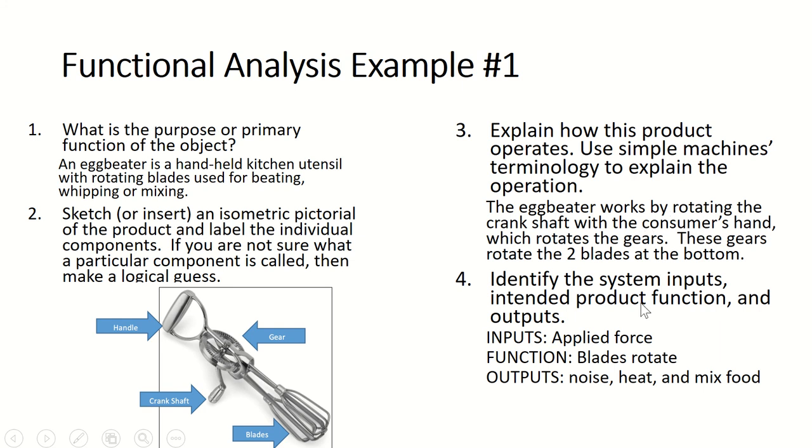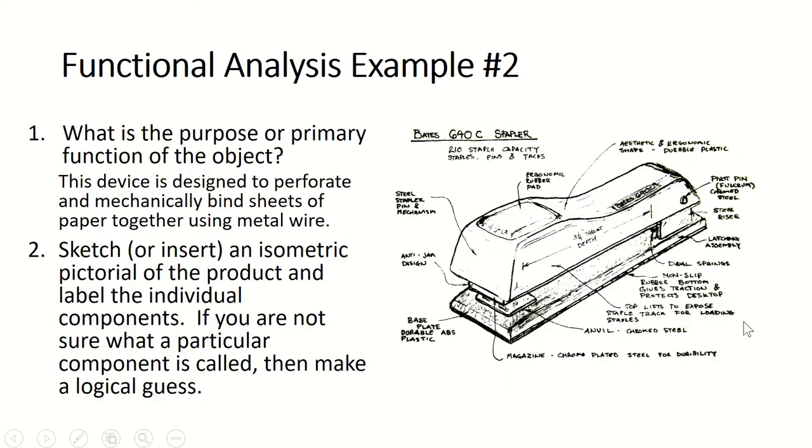And then 4, the system inputs, function, and outputs. So the inputs is applied force. We apply force to this crankshaft. The function of this is for the blades to rotate, okay, which will in turn mix the food, which is an output. They'll create noise because you hear noise from the device, and also it creates heat because there's friction. So like the video said, almost everyone's will have heat because of friction.